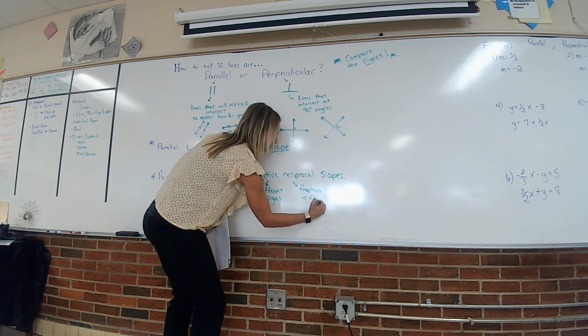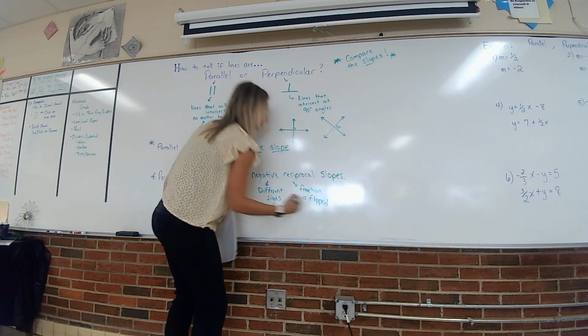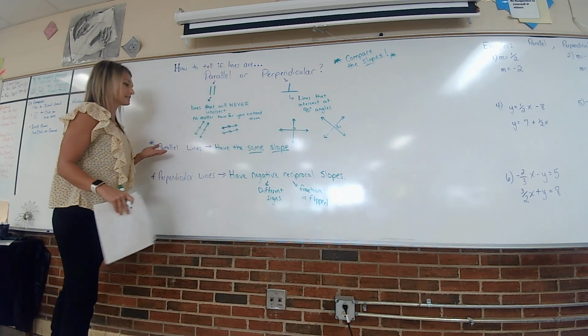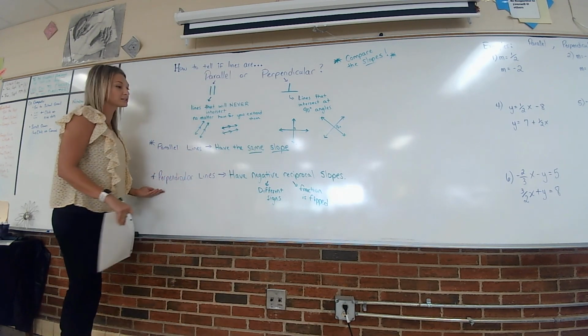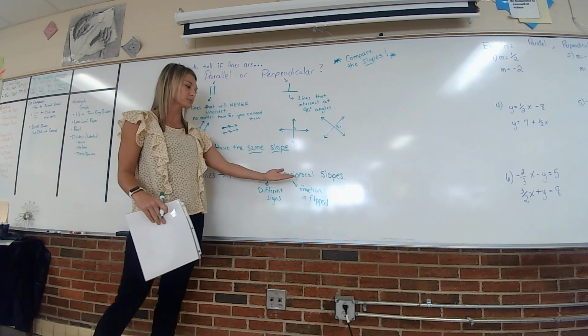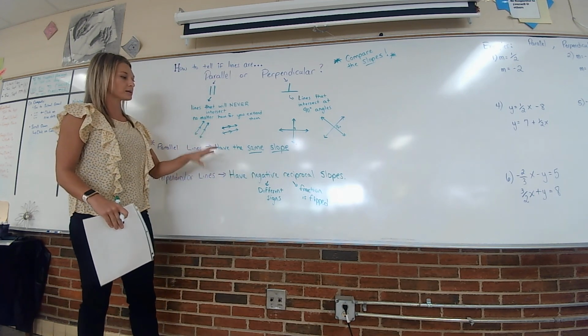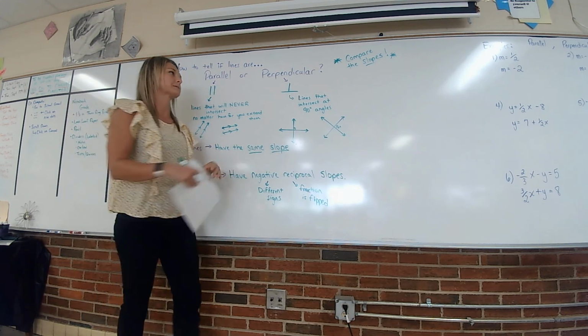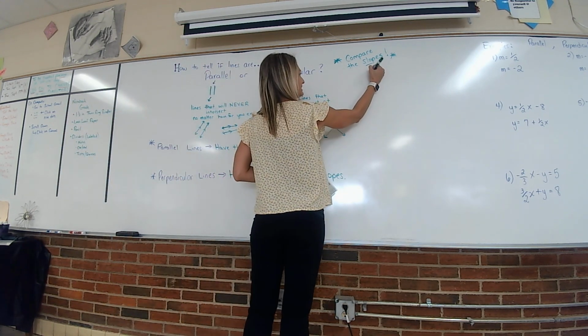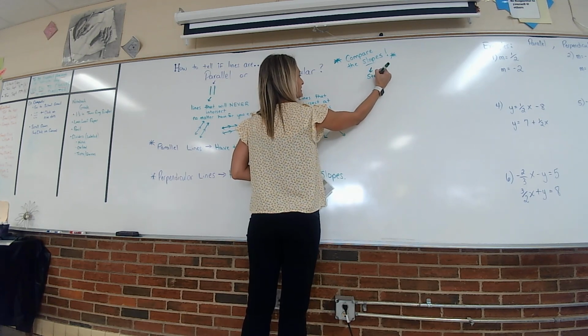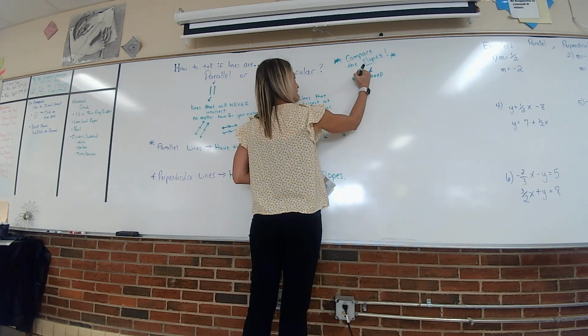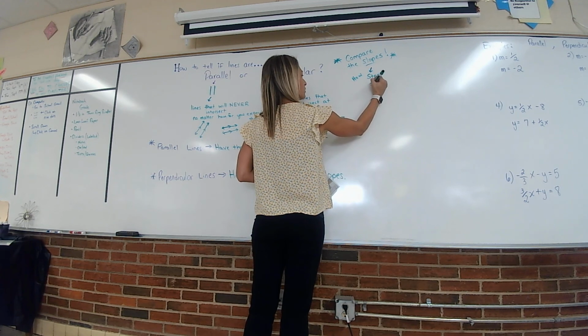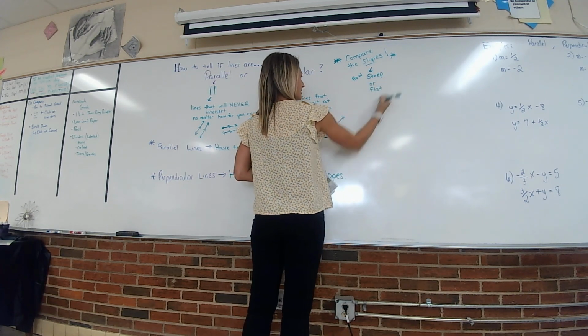Okay, now why is this? Why do parallel lines have the same slope and perpendicular lines have what are called negative reciprocal slopes? Well, if you think back to slope in general, remember slope tells you how steep or flat the line is. So it tells how steep or flat the line is.